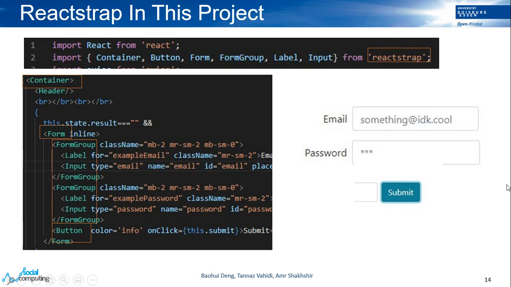In this project, these components are used: Container, Button, FormGroup, Label, Input. As you can see, I have imported them from Reactstrap and I have used them here in the body of my code like tags: Container, Form, and the others. And this is the interface for these tags.